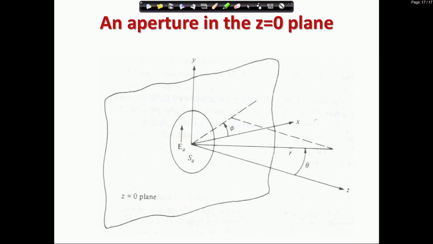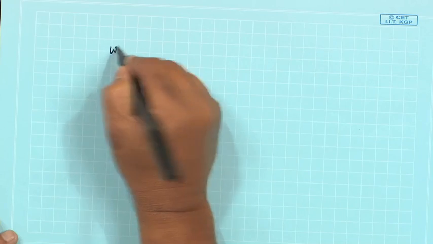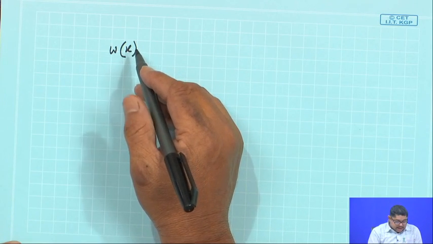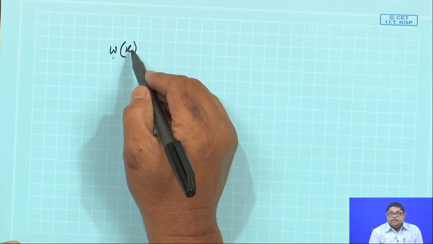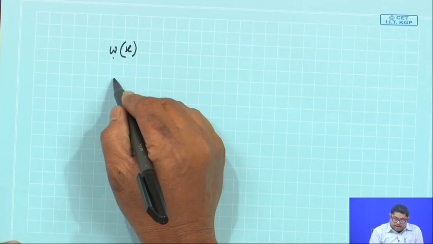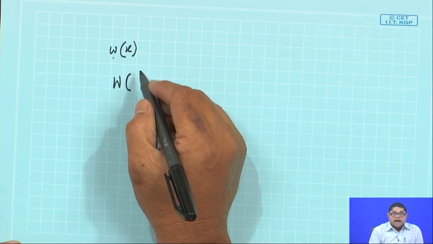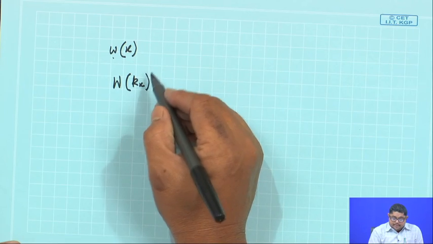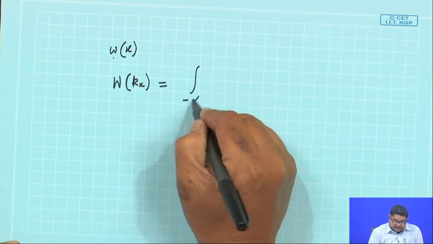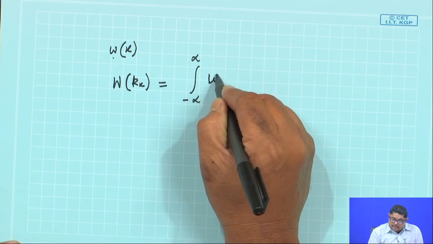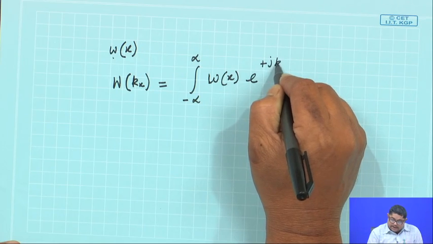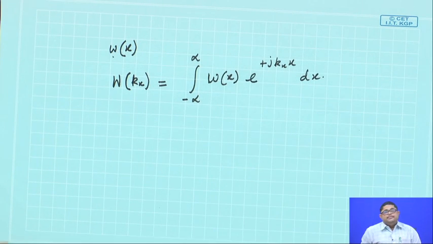Now, let us look at some Fourier transform basics. I think all of you know Fourier transform, but in this case it is a spatial function. So, I do not have a function of time, I have a function of space. Let us say that I have a function w, it is a function of x, and its Fourier transform I can define by W, and the spatial frequency I will write as kx. So, W(kx) I can define as the integral from minus infinity to infinity of w(x) e to the power plus j kx x dx. This is my definition of spatial Fourier transform.